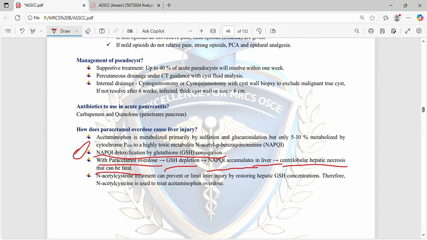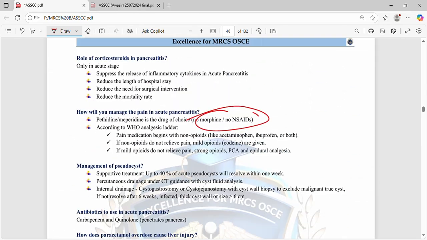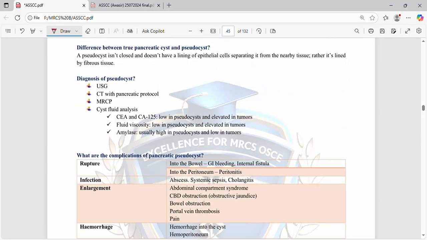N-acetyl cysteine treatment can prevent or limit liver injury by restoring hepatic glutathione concentration. Therefore, N-acetyl cysteine is used as a treatment of acetaminophen overdose. So this is the antidote. The antidote of paracetamol toxicity is N-acetyl cysteine. And remember, what is the side effect of N-acetyl cysteine? The side effect is diarrhea. It can cause severe diarrhea. Okay, so this was part 2 of acute pancreatitis.